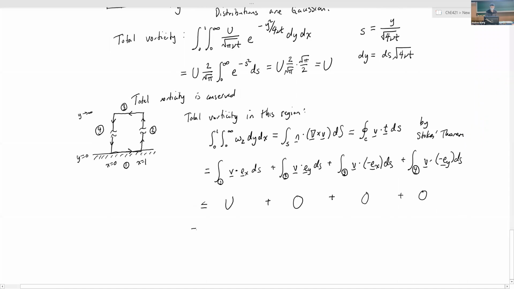So the total vorticity is equal to U. By Stokes' theorem and just evaluating the right-hand side of the integral, we show that this total vorticity is equal to U. We're able to confirm that. Using a completely different method, actually calculating what the vorticity would be, also shows us that the vorticity is equal to U, but it's kind of nice that these two things agree.